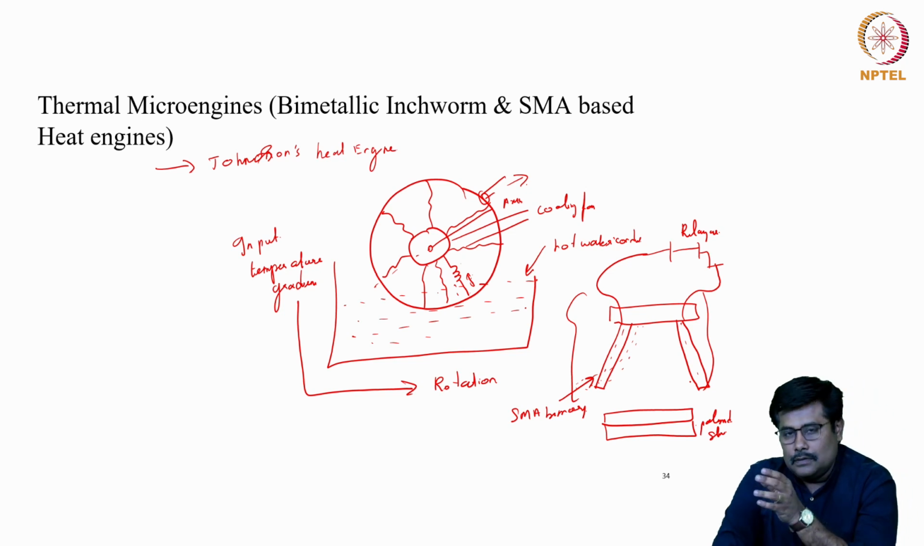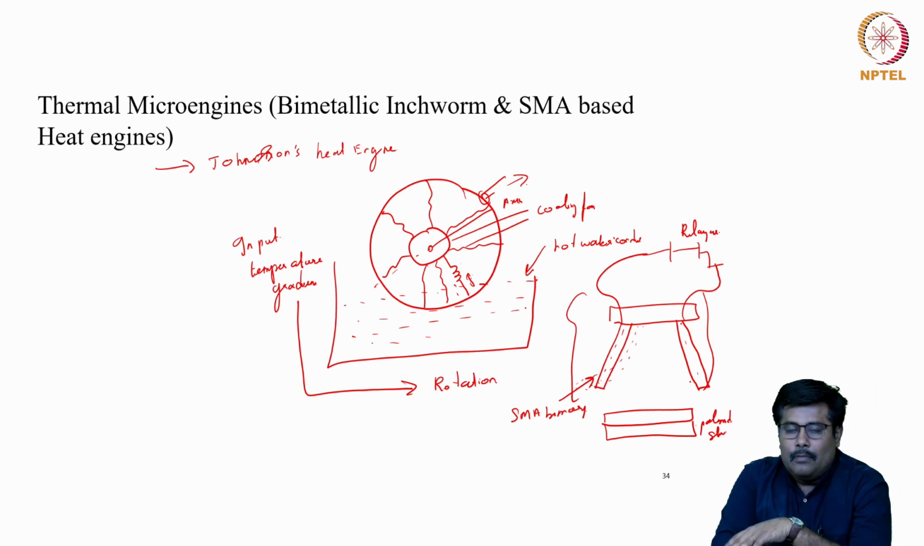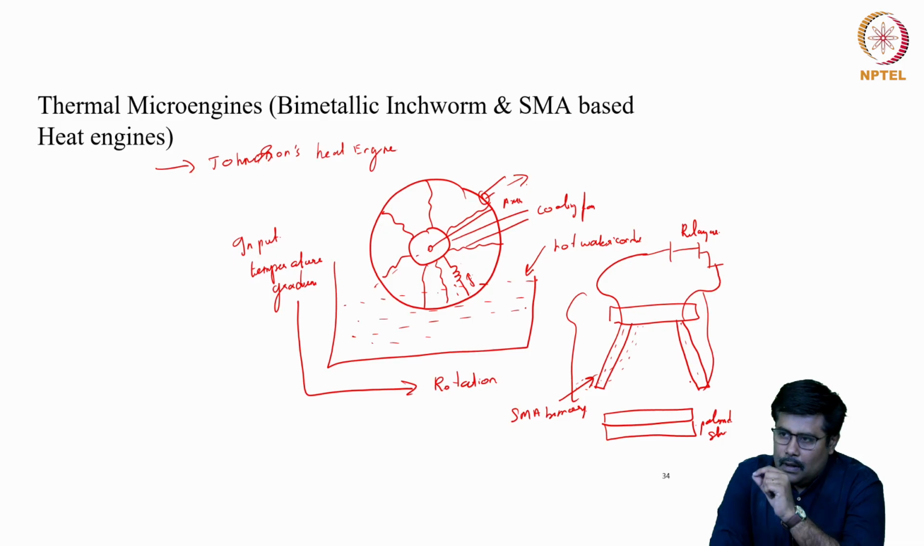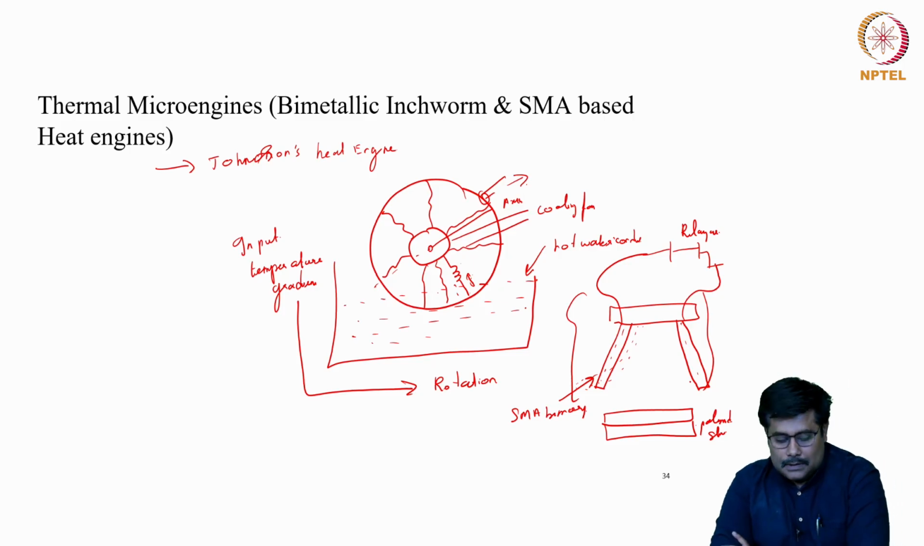If we closely observe the SMA bimorph and the bimetallic based inchworm, both will have the same thermal cycle. However, in the case of shape memory alloy, we have the capability to tune the thermal cycle by appropriately applying a strain percentage to the system. Okay. So, now once we come back to the SMA based heat engine.